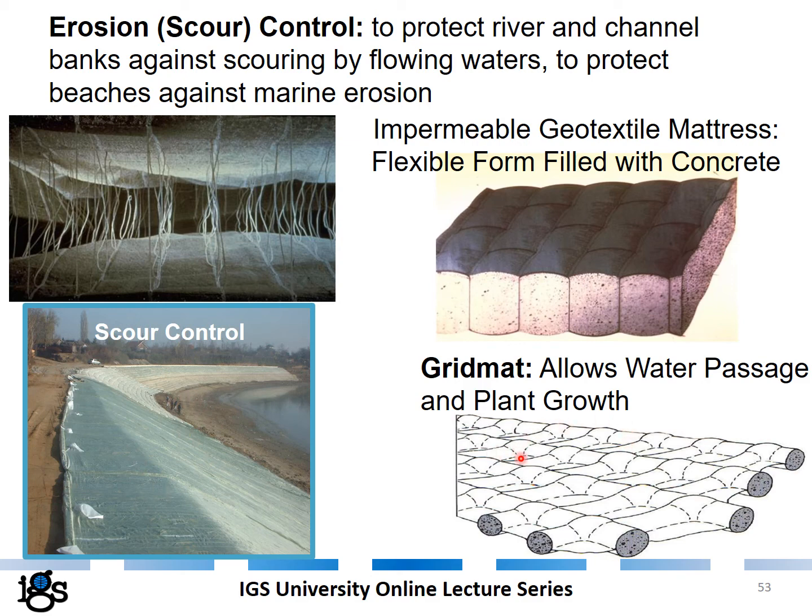Or you can have a permeable application if you want water to pass through or even plants to grow in between. This is a grid mat, so when you pump the concrete, these tubes here, as you can see, get filled with concrete, and the intermediate areas are left free for water passage and root growth.